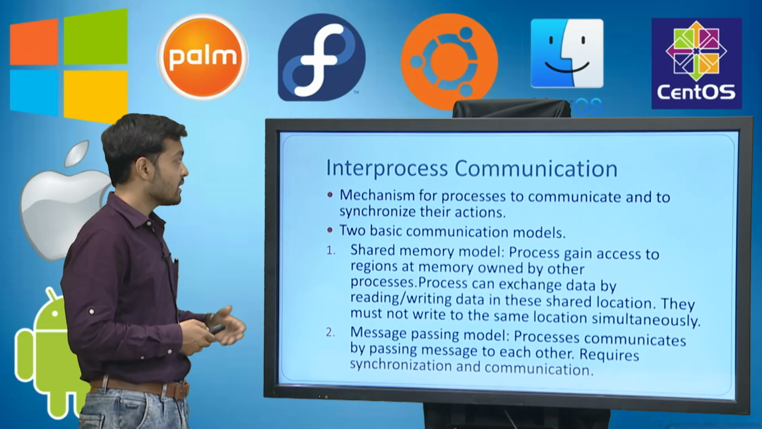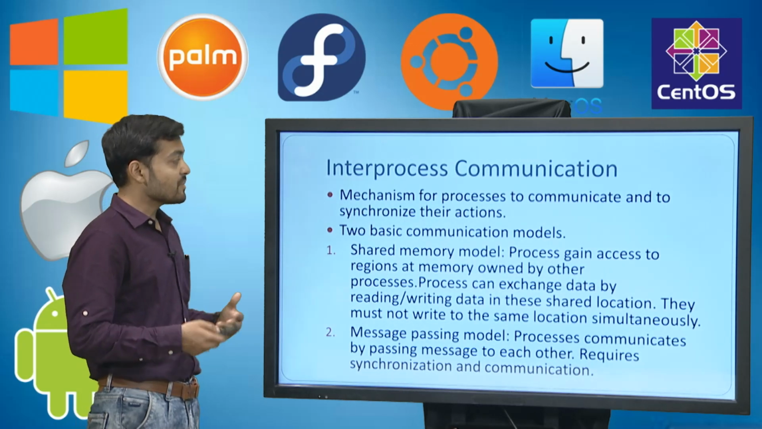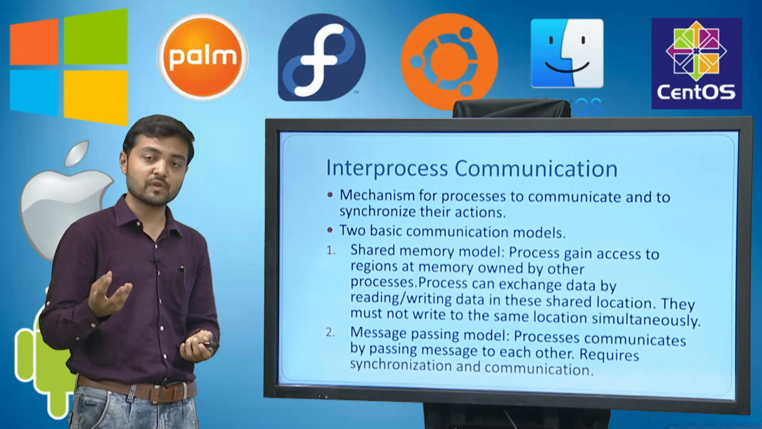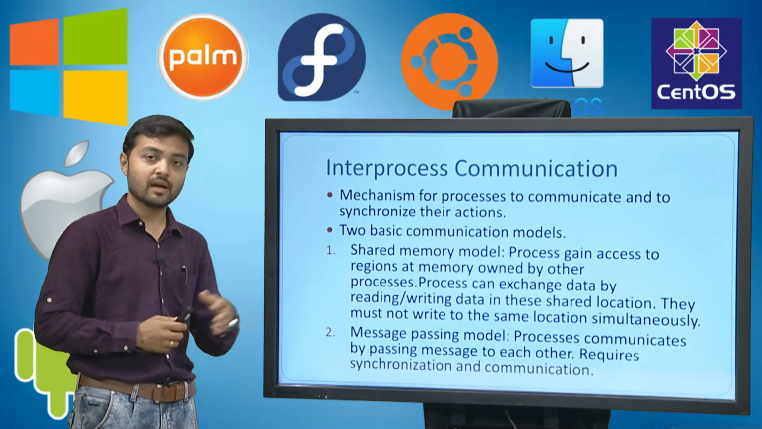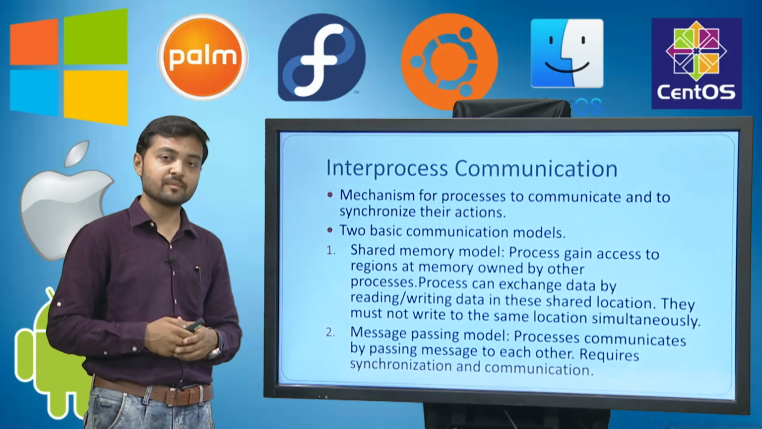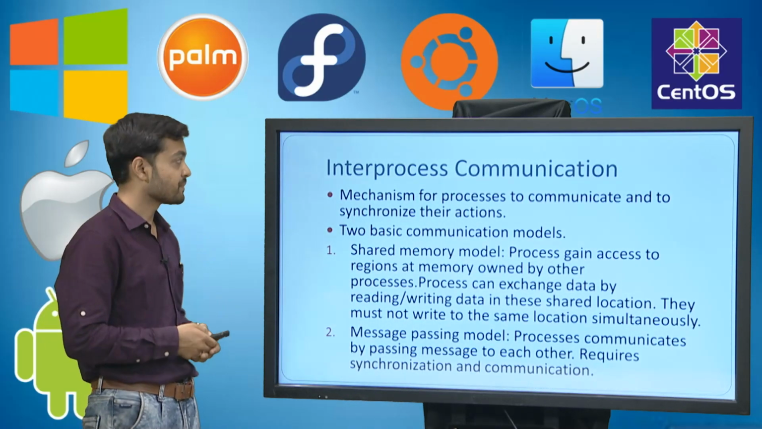And next is inter-process communication. It is the mechanism for processes to communicate and to synchronize their actions. Two basic communication models are there: one is called the shared memory model, the second is the message passing model. In the shared memory model, memory is shared between two processes. One process will put its data in the memory and the other process will get the data. In the message passing model, two processes will send and receive messages to each other.